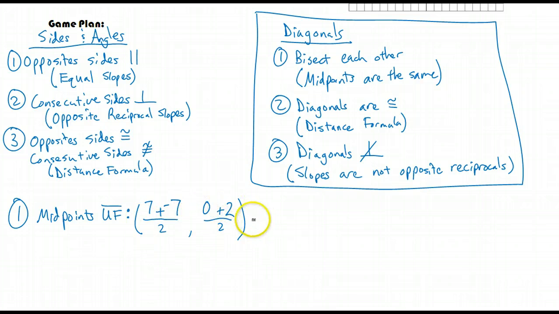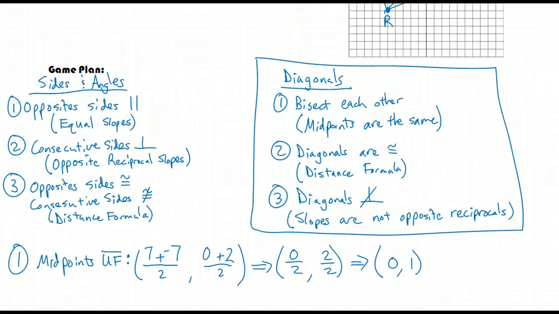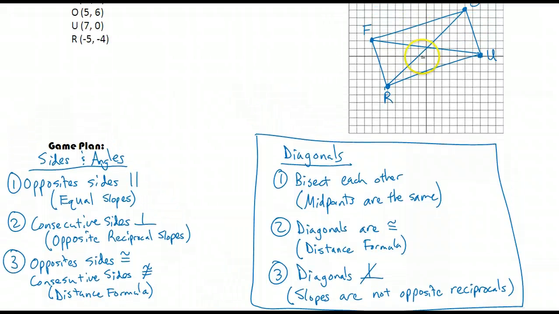Now I need to do the math. 7 plus negative 7 gives me 0. 0 plus 2 gives me 2. 0 divided by 2 is 0, and 2 divided by 2 is 1. I can plot the point 0, 1. 0, 1 is right here.